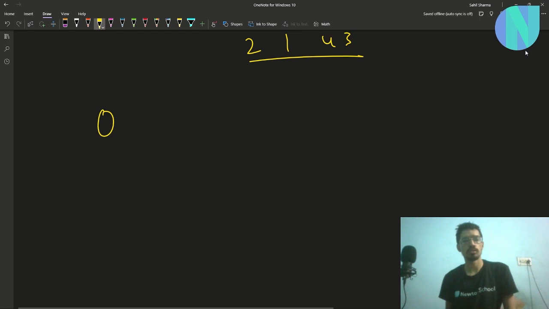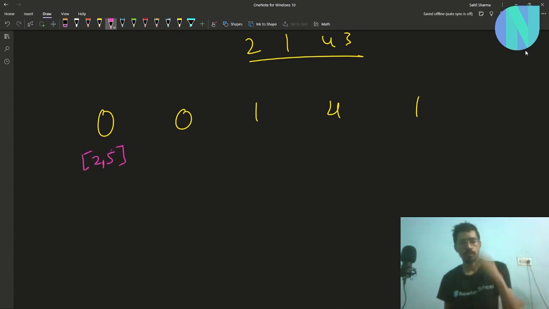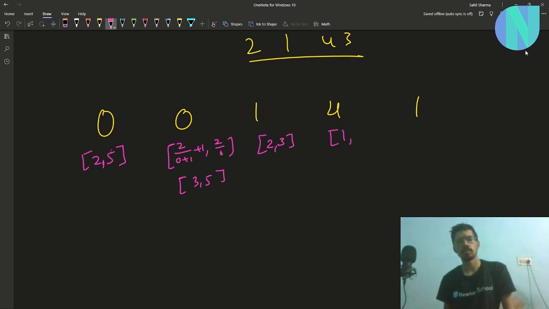Let's solve 0, 0, 1, 4, 1. And if you try to find the ranges here, you will get 2,5, I guess. And here it will be how much? 2 over 0 plus 1 plus 1 and 2 over 0. So it will be 3,5. Here it will be 2,3, I think. Here it will be 1,1.